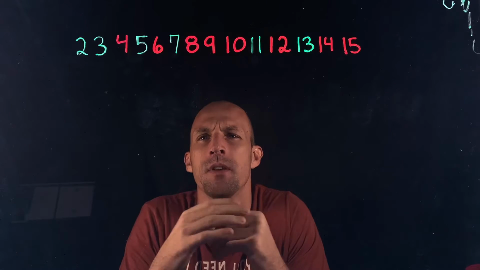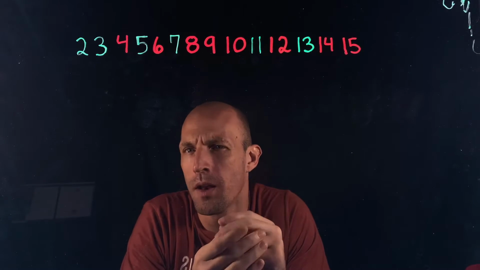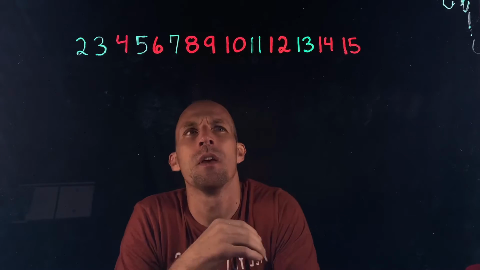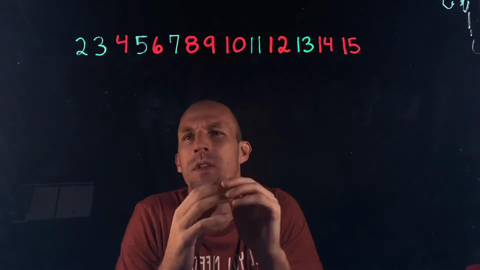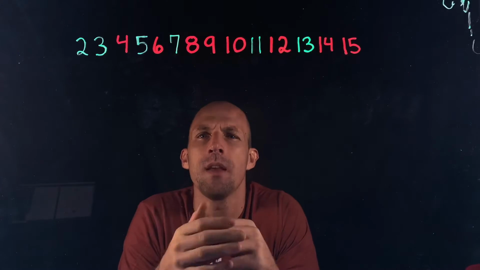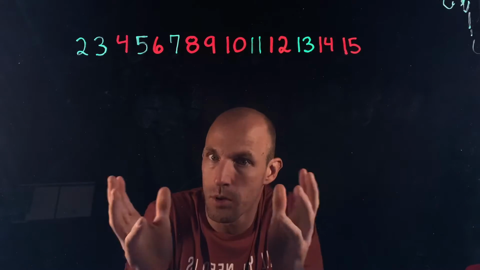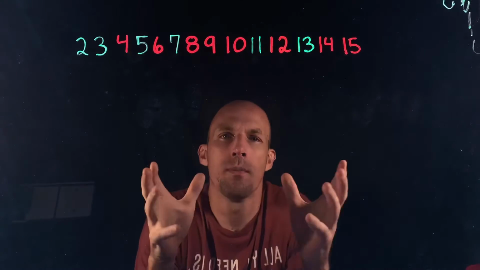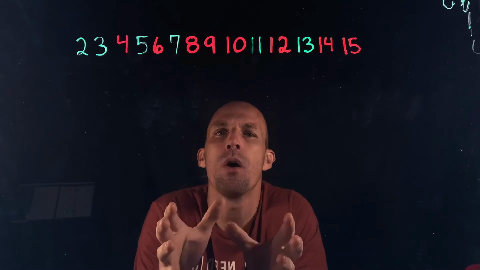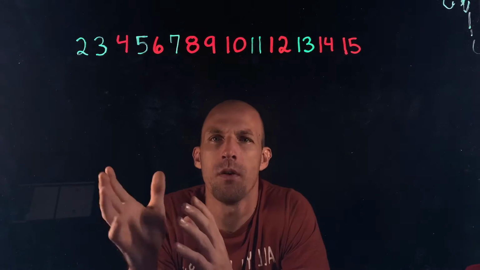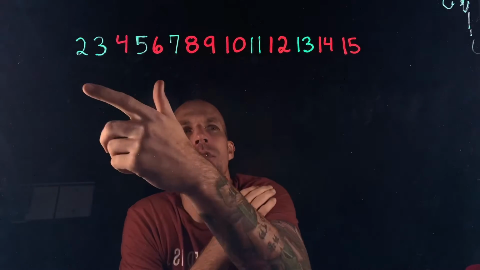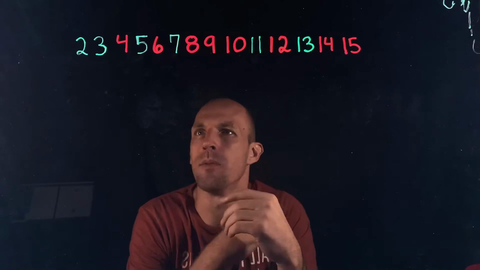A prime number is a number divisible by 1 and itself only. I've written out the numbers 2 to 15 here, primes in green, and numbers that are not prime, composite numbers, in red. They're called composite numbers because they are composed of multiplication of prime numbers. Let's look through a few examples so you can see what I mean.